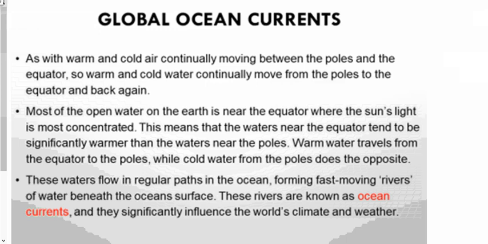So water, as it moves around in the ocean, actually forms rivers right through under the ocean surface. So we actually have rivers moving around within our ocean. We call these rivers ocean currents, and they have a really big effect on the world's climate and weather.